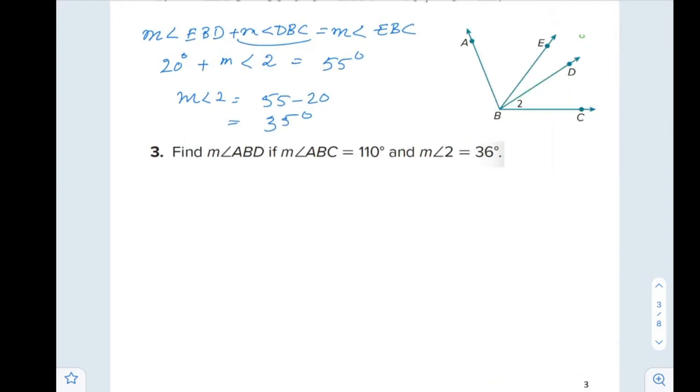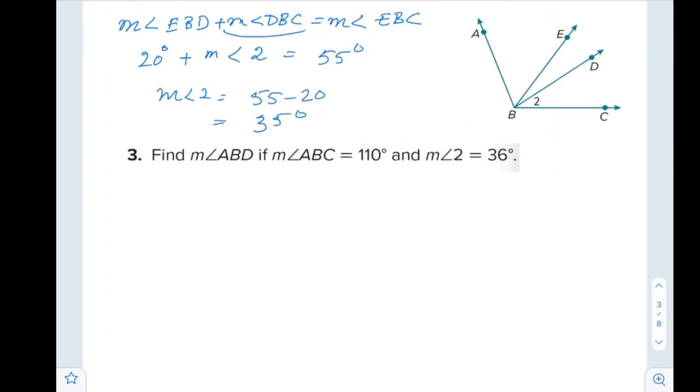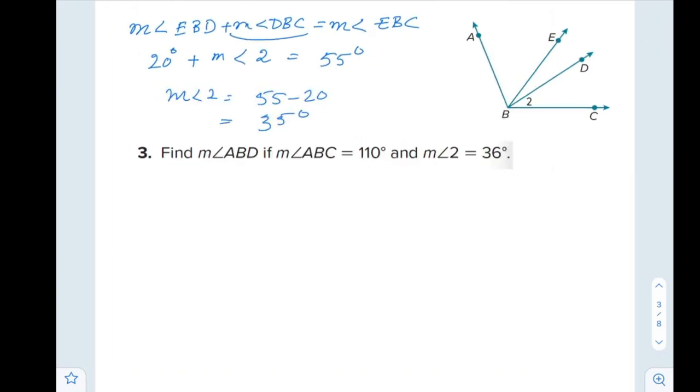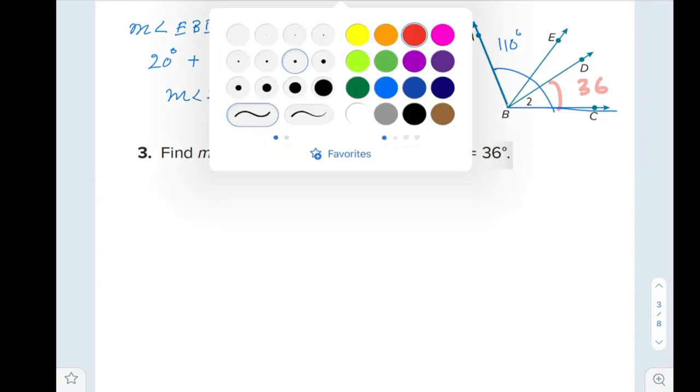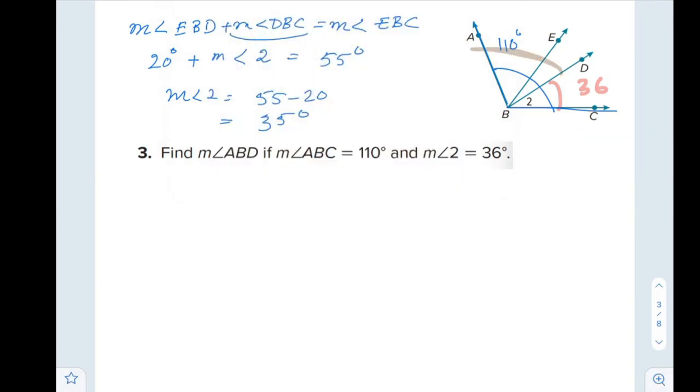For the same one, now we will erase that. We have new given information. Find the measure of angle ABD if what is given? ABC, the total, is 110. The measure of angle 2, only this part, is 36. He is asking to find ABD, which is the rest. He is asking to find this one. So again, we will apply the angle addition postulate.